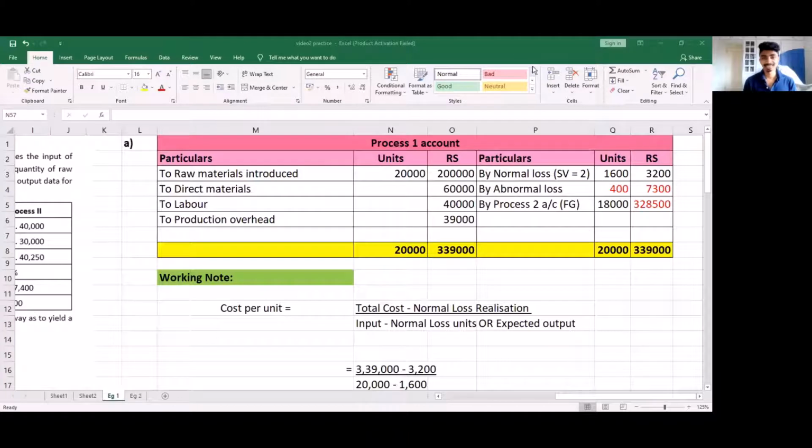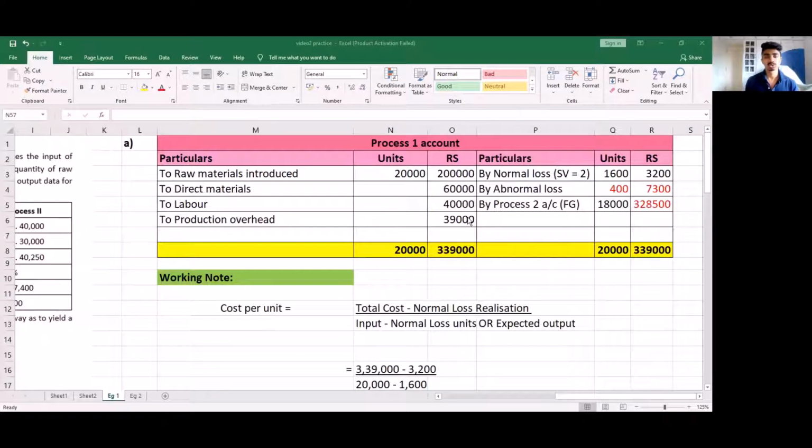So in our first example, we have seen how to calculate normal loss realization. We have seen how to calculate abnormal loss or abnormal effective. The number of units we calculate by the difference in units on both the debit and the credit side. We have also seen how to calculate the cost per unit with the formula we have learned, and how to calculate the finished goods that has to be transferred to the next process, or which is the final good.